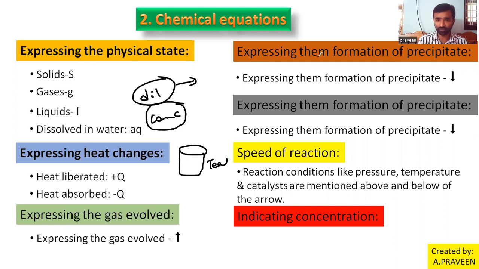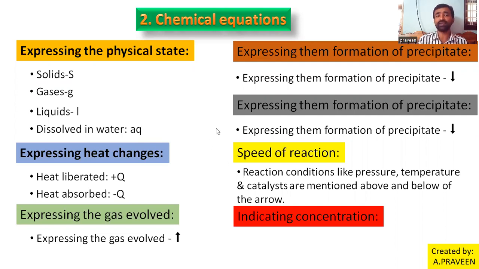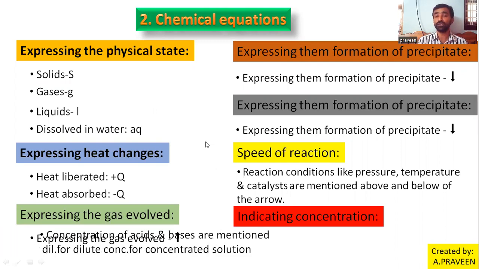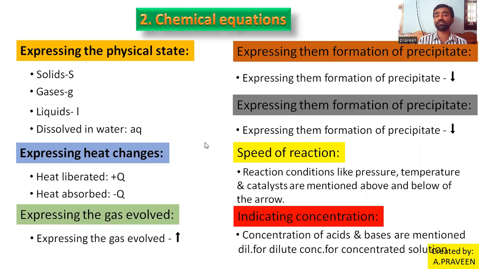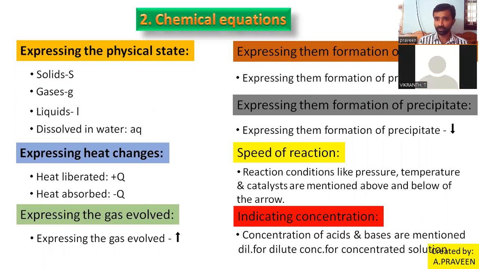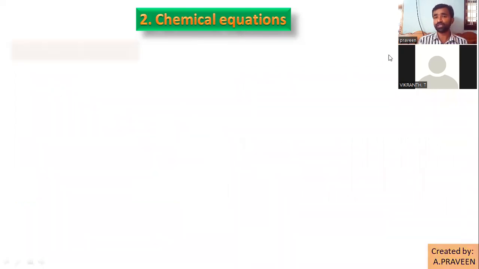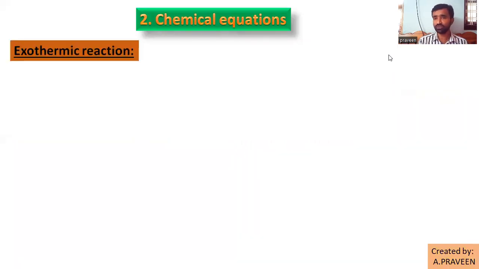So like this we can express it. That will be written symbolically as DIL representing a dilute solution and CONC representing a concentrated solution. Is it clear, everyone? How to make your chemical equation more informative? Got it? Yes. Then we'll go for interpretation of chemical equations, right?